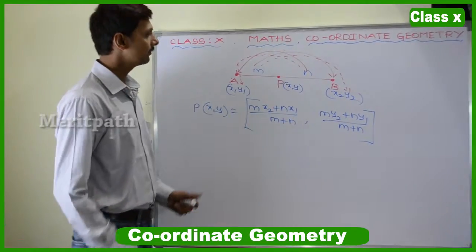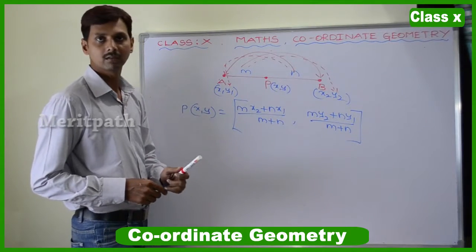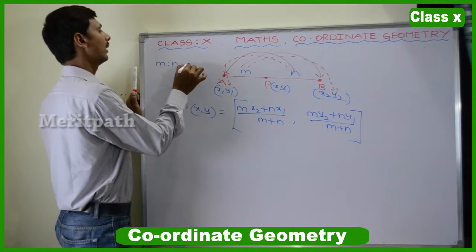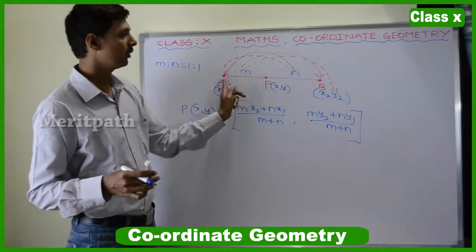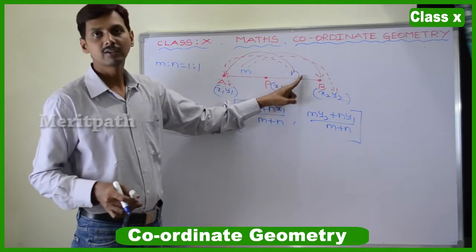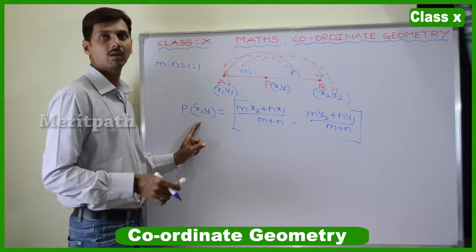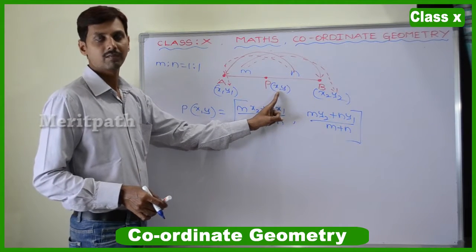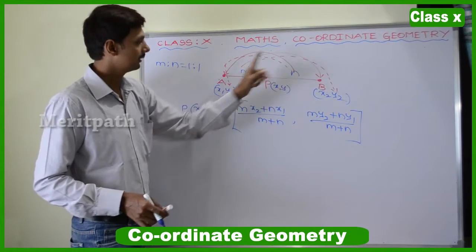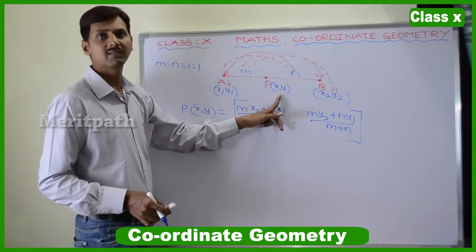Here, when P is dividing AB in the ratio of m is to n, if m is to n is equal to 1 is to 1, that is nothing but P is the midpoint of AB. If P is the midpoint of AB, then m is to n is equal to 1 is to 1. Then what is the formula of P(x, y)? Let us find out the value of P.